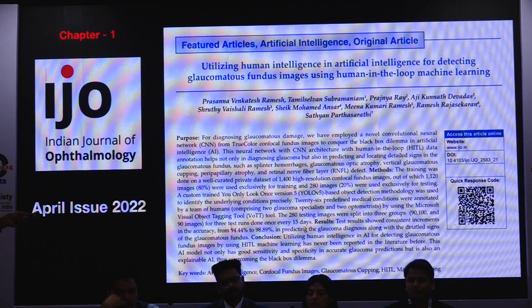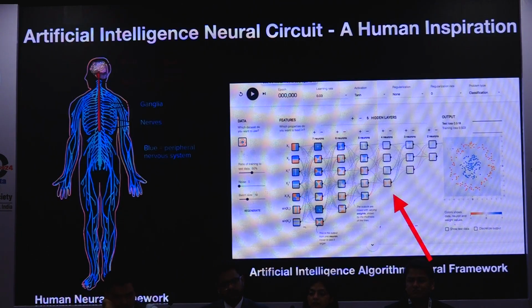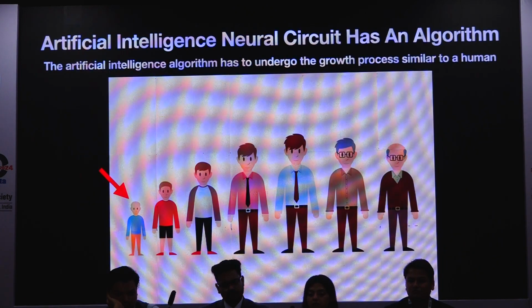To overcome the black box dilemma, what we started doing is utilizing human intelligence in artificial intelligence. It's called human in the loop training. It is just like the human anatomy of CNS and PNS. The AI algorithms that I usually make are all HITL, human in the loop training. It has to undergo a similar baby growth.